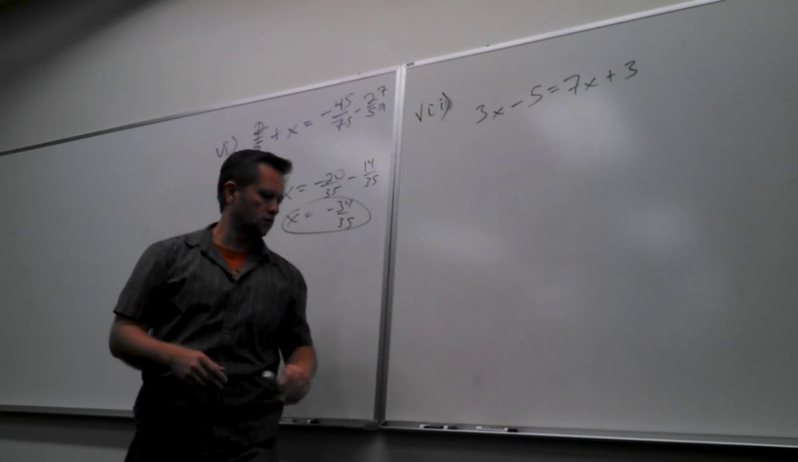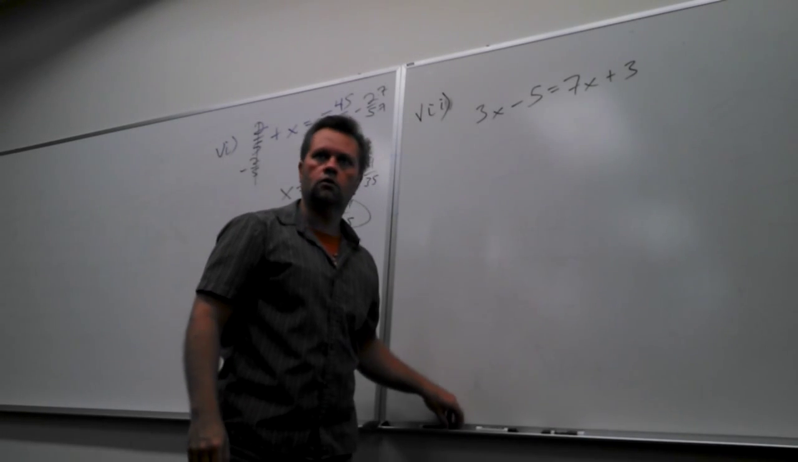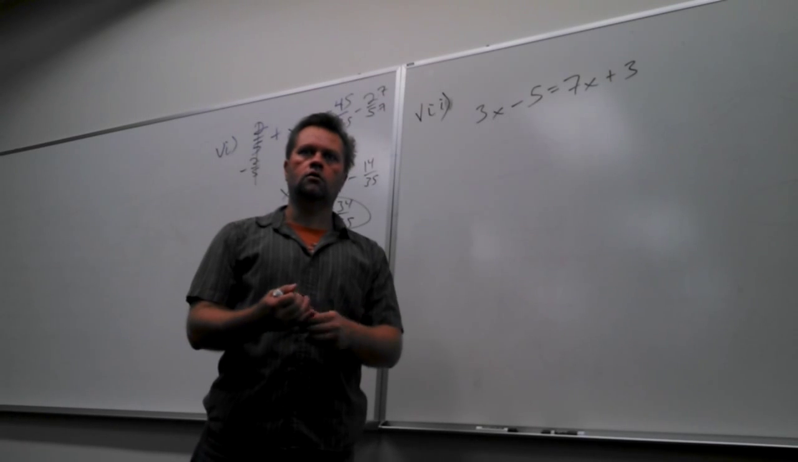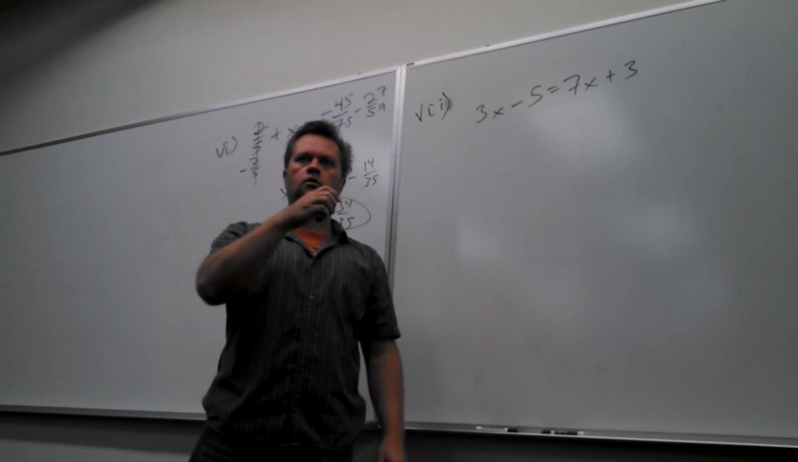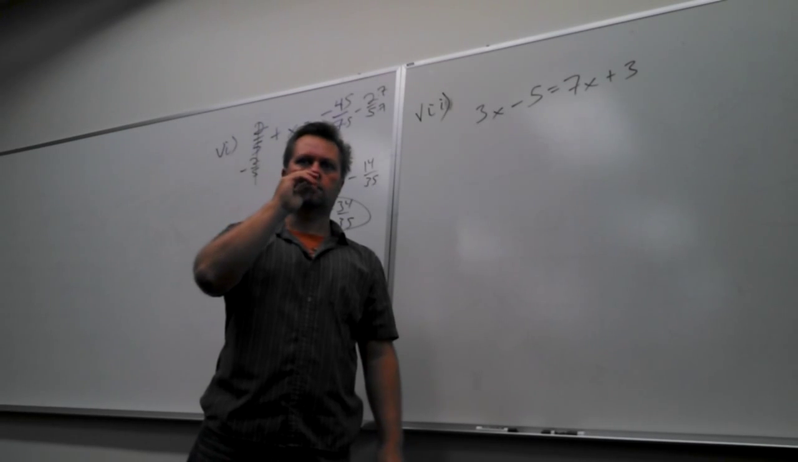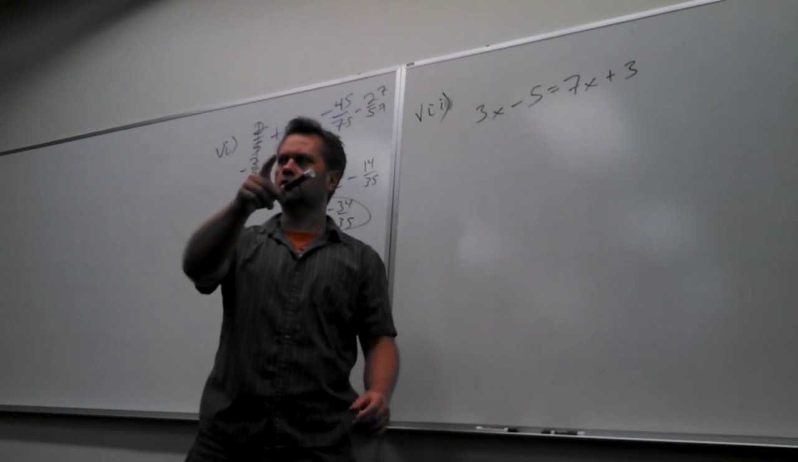Yes, sir. Try to combine your like terms to get those to one side. So if you subtract 3x from that side, your 7x becomes 4x, plus 3, or negative 5 equals 4x plus 3. I love it. Cool. It's a good first step.